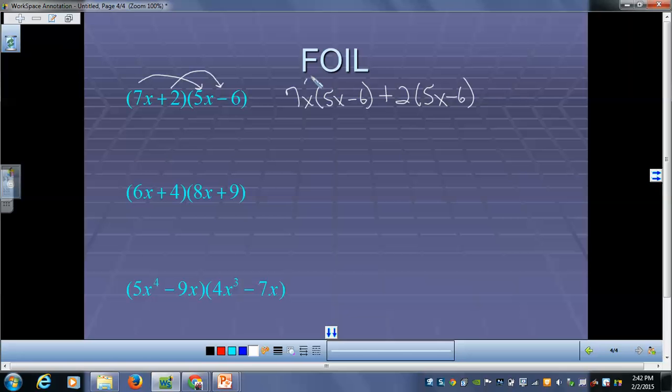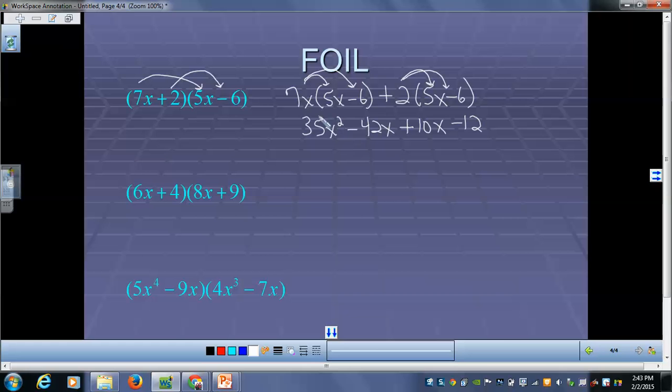So 7x times 5x is 35x squared. 7x times negative 6 is negative 42x. All right, then 2 times 5x, that would be 10x. And then 2 times negative 6 is negative 12.